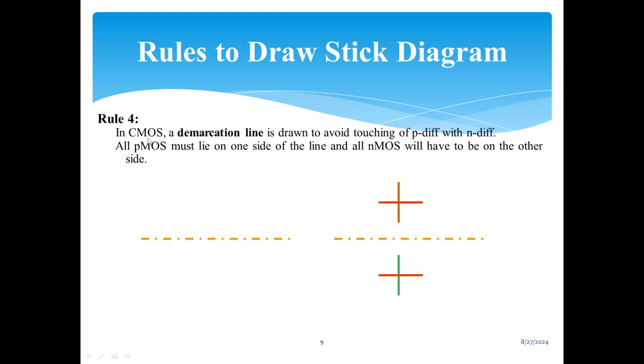The next rule, in CMOS, a demarcation line is drawn to avoid touching of P diffusion with N diffusion. All PMOS must lie on one side of the line and all NMOS will have to be on the other side. So here this is a demarcation line which separates NMOS and PMOS.